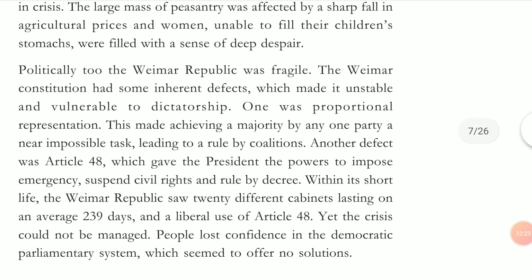Politically, too, the Weimar Republic was fragile. The Weimar Constitution had some inherent defects, which made it unstable and vulnerable to dictatorship. So, politically also; this was all about economy.